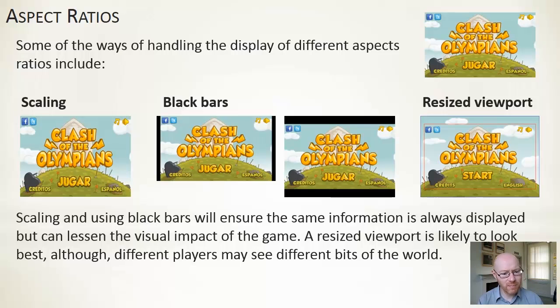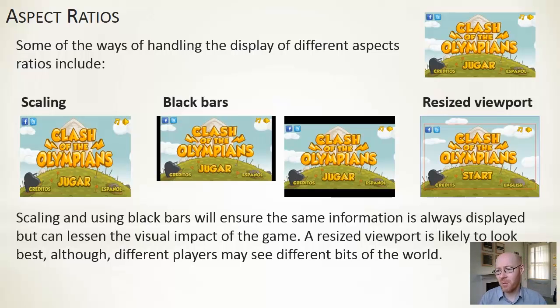Using scaling or black bars, you're guaranteed you've got the same amount of information displayed on each device, although it is likely to impact on the visual aspect of it one way or the other. It may look stretched, or the black bars for some people may look not appealing. If you resize the viewport, then you're making full use of the screen. That's a nice thing. It does mean in different devices, you may see different parts of the world. So you need to make sure you've designed it so that the additional bonus space you're displaying is showing something meaningful or useful.